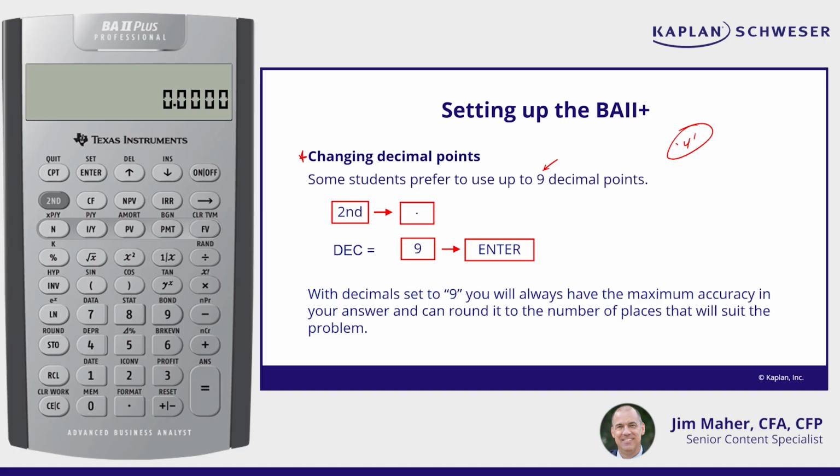We have our calculator. We can see that I'm at 0, and there are my 4 decimal places. You simply press the second key, then press the decimal point down here at Format, and then you're going to see DEC for decimal places. You can see mine's already set to 4. So let's set it to 9. Press your 9 key, and then press Enter. Now, with decimal set to 9, you're always going to have the maximum accuracy in your answer, and you can round it to the number of places that will suit the problem.